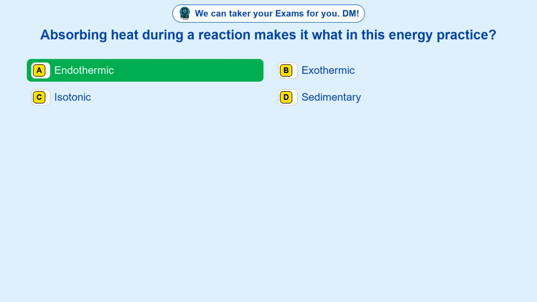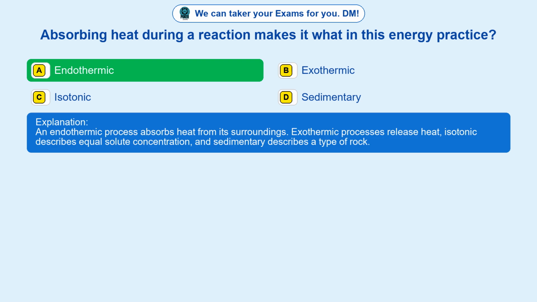Endothermic. An endothermic process absorbs heat from its surroundings. Exothermic processes release heat, isotonic describes equal solute concentration, and sedimentary describes a type of rock.